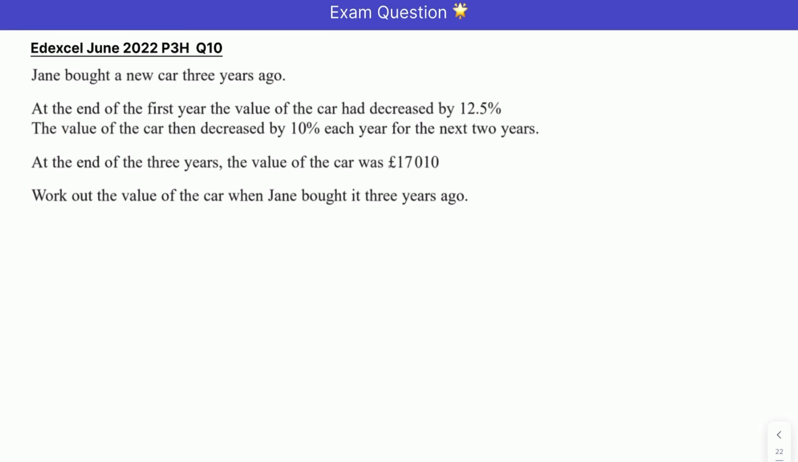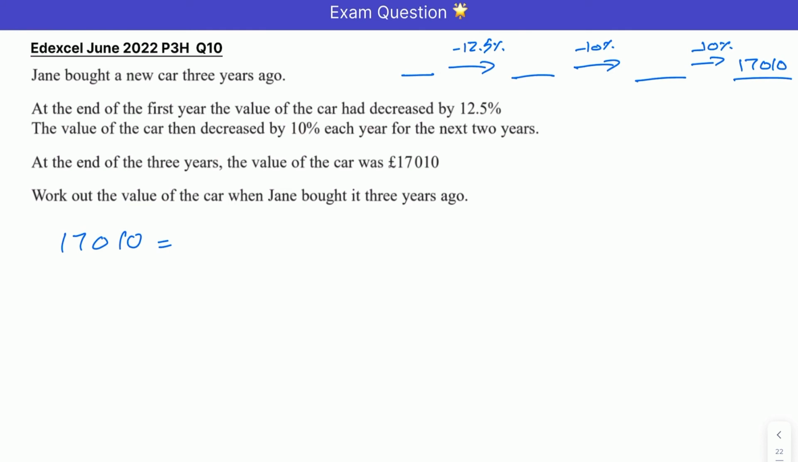So if I was to write this out, we have something here, and then it lost 12.5%, and then we have this here, and then it lost 10% in this year, and then we have this here, and then it lost 10% again, and then we have the final price in the question, which is 17,010. And again, all you now need to do is work back, and you get your answer. So we know that 17,010 represents 90% because it lost 10% of its value. So all I need to do is work out 100%. In fact, I've written that the wrong way around, if I'm putting the percentages on the left.